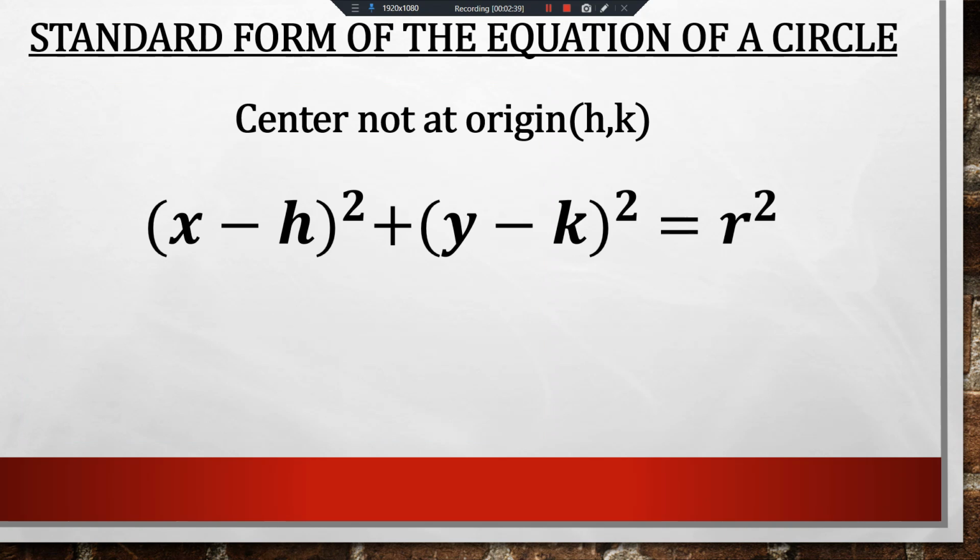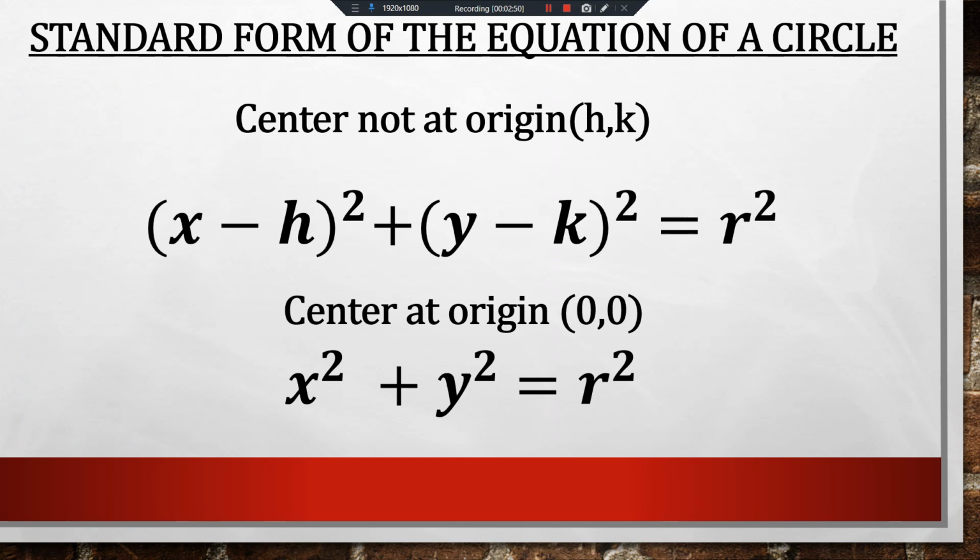And of course, if the center is at the origin, or we can say that this is (0, 0), the equation is x squared plus y squared is equal to r squared. So these two standard forms of the equation of a circle will help us to identify the center and the radius of the circle.